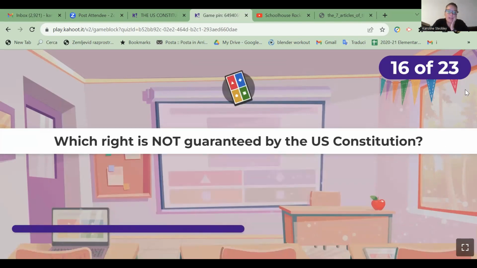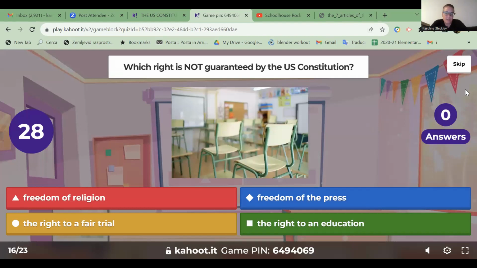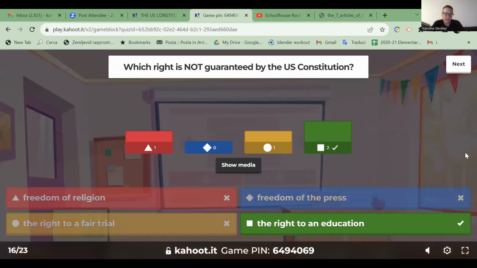Quiz. Which right is not guaranteed by the U.S. Constitution? Freedom of religion, red. Sorry, I keep having these stupid pop-ups. The right to a fair trial, yellow. Blue, freedom of the press. And green, the right to an education. Which one is not guaranteed?